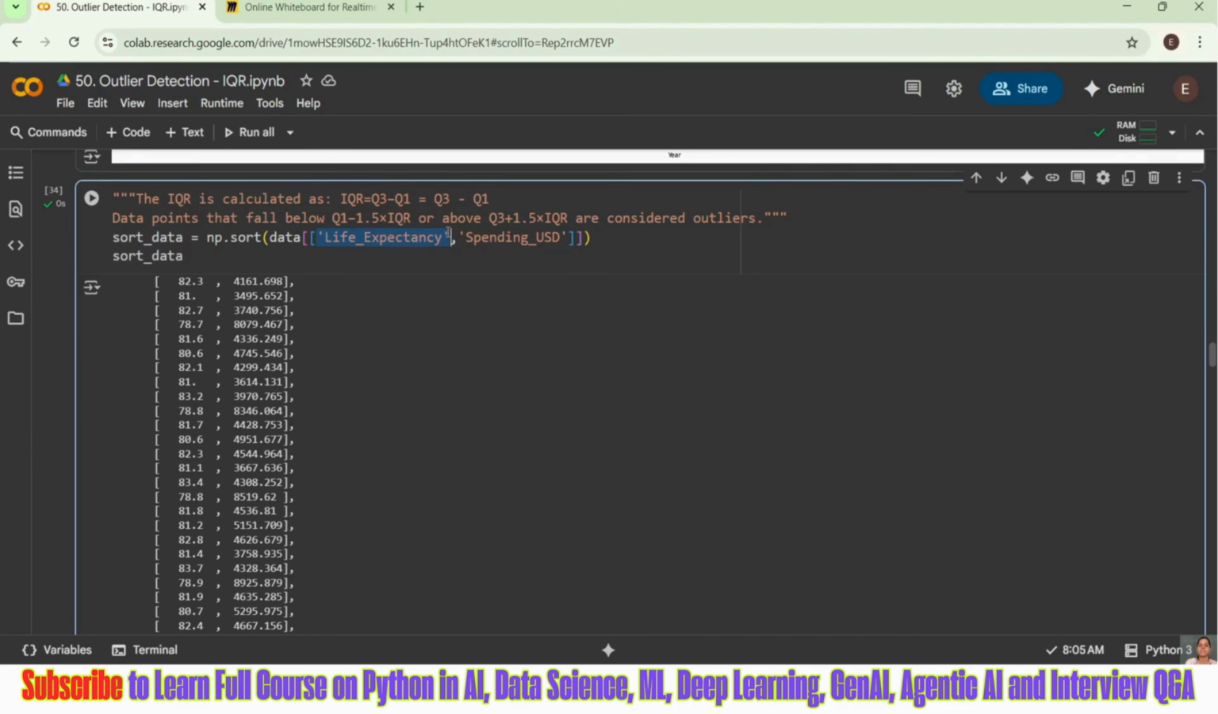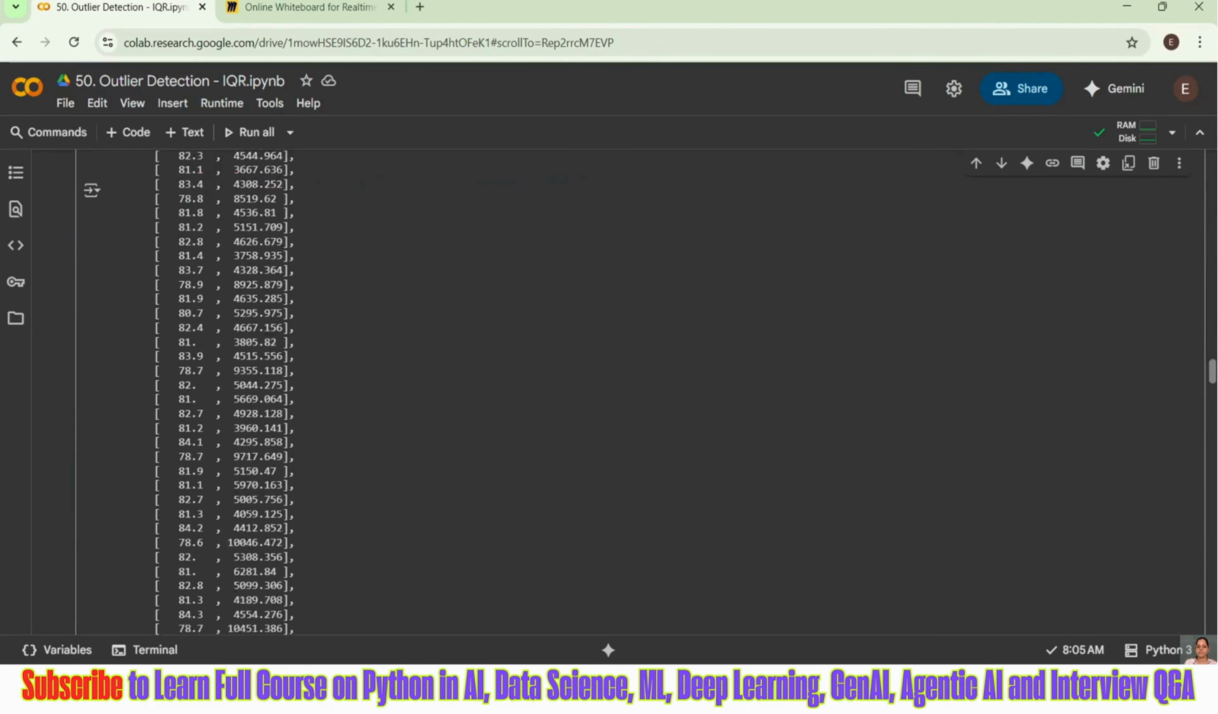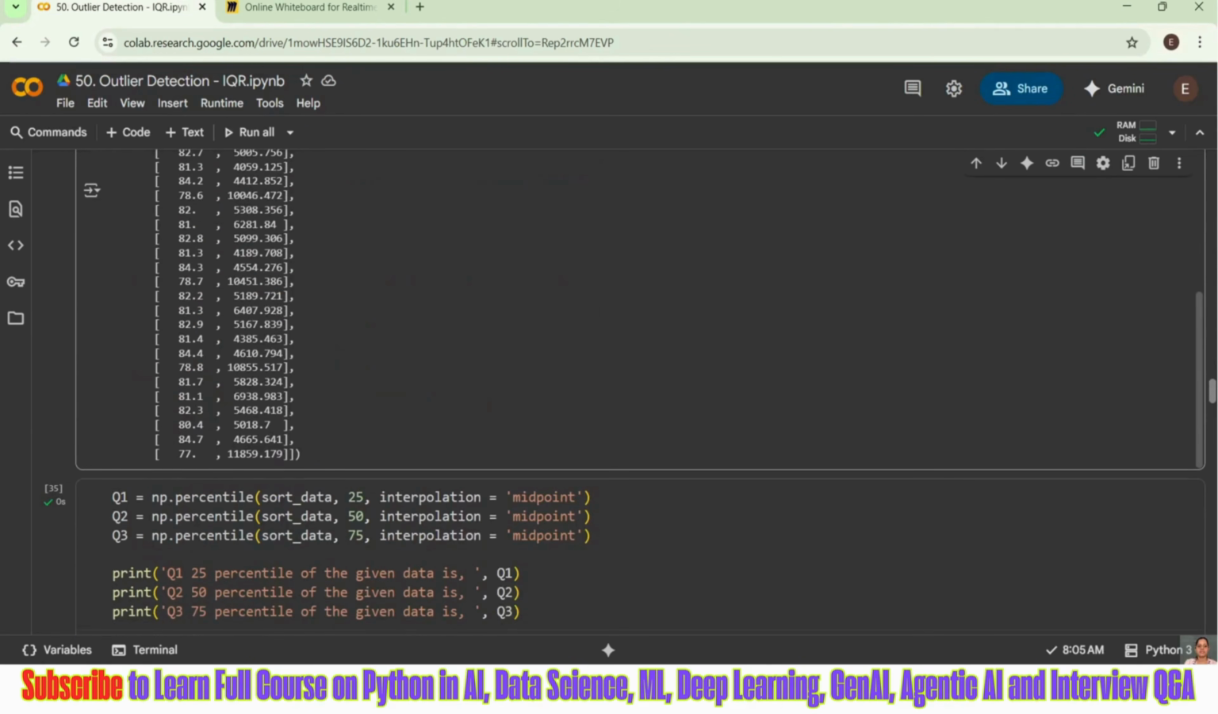One is life expectancy and the other is spending USD, because I can see there are discrepancies in these two areas only, right? So I need to know my outliers in these two areas. However, I am going to calculate the outliers for spending USD. However, I am sorting it for both. Now, this is what my sorted data looks like, guys. Okay, now we will see how to calculate.